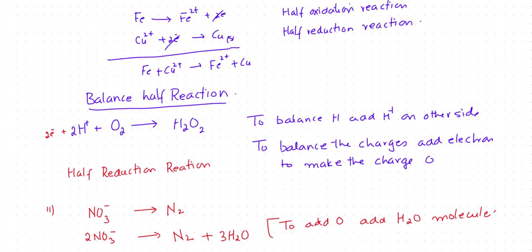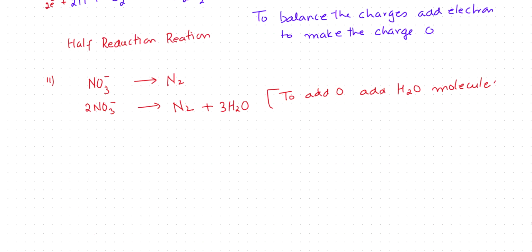But we have now here 6 hydrogens. So to add hydrogen, we add H plus. Okay, 6 hydrogens here. To balance hydrogen, we add 6H plus on the other side. So 6H plus, 2NO3 negative gives N2 and 3H2O.